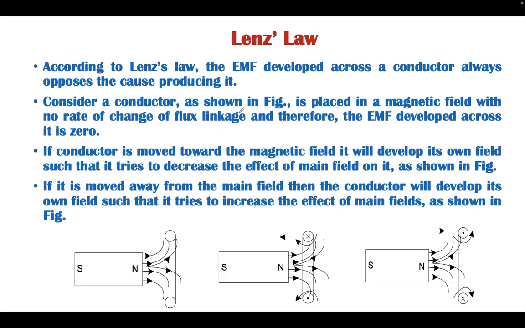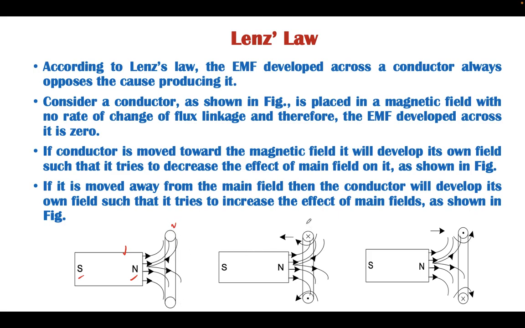From the magnetic circuit point of view, Lenz's law is a very important concept. According to Lenz's law, the EMF developed across a conductor always opposes the cause producing it. What does it mean? Suppose we have a magnet with a north pole and a south pole. One conductor is placed within the periphery of this magnetic field, and neither the field nor the conductor is changing. There will be no EMF in this conductor.